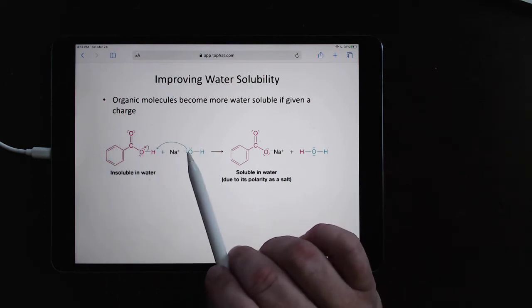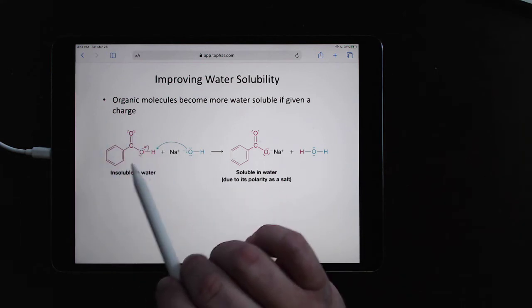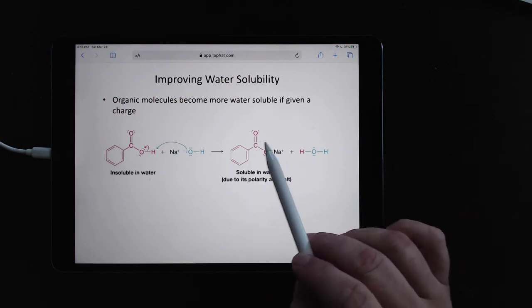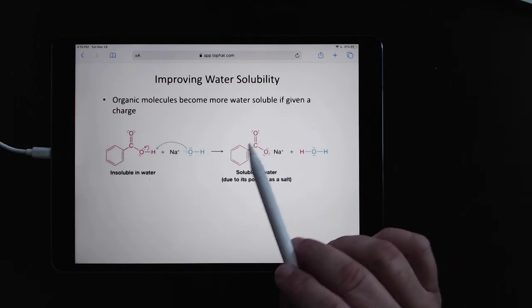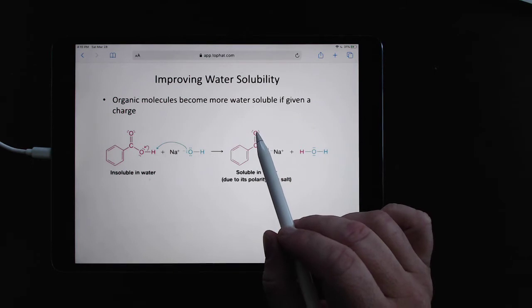But if you throw in some base, it's going to be removing the hydrogen from the carboxylic acid group to form the negative, the salt. Right? And so this is very soluble in water. Okay, so giving your organic molecule a charge can actually make it much more water soluble.